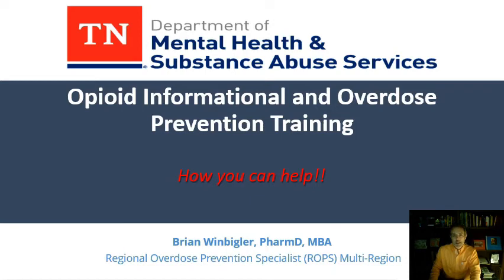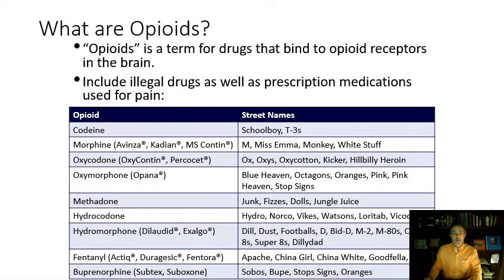To start, what are opioids? Opioids is a broad general term for any drug that binds to the opioid receptors in the brain. This can include illegal drugs as well as prescription medications used for pain. On the left side, you'll see some common names of opioids: codeine, morphine, methadone, hydrocodone. And on the right side, you'll see the commonly associated street names for those same drugs.